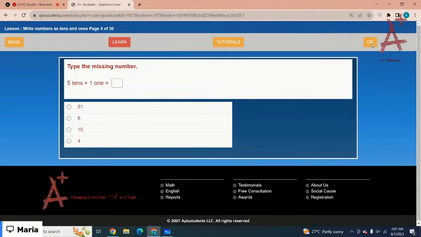Okay, the next one is: type the missing number, five tens and one ones. Which is the correct option?